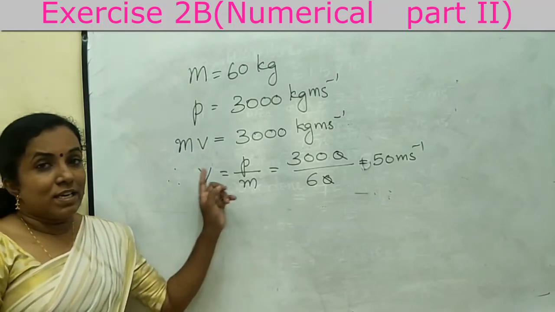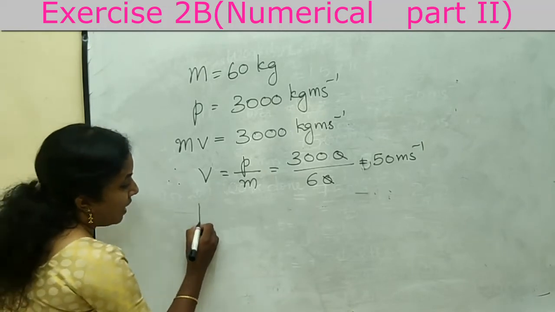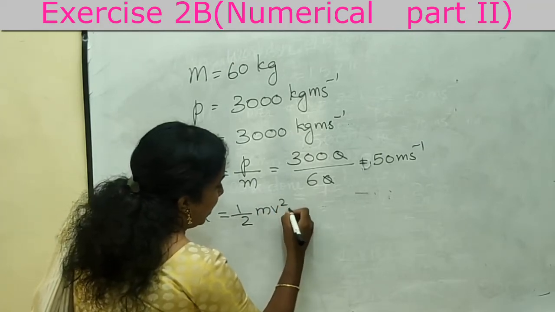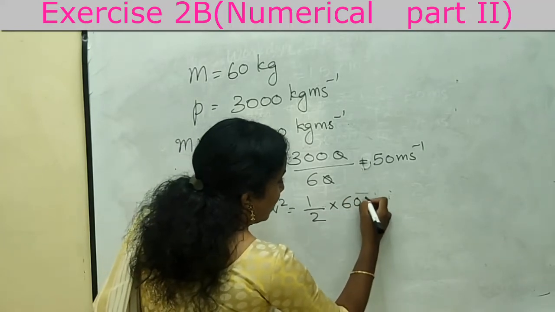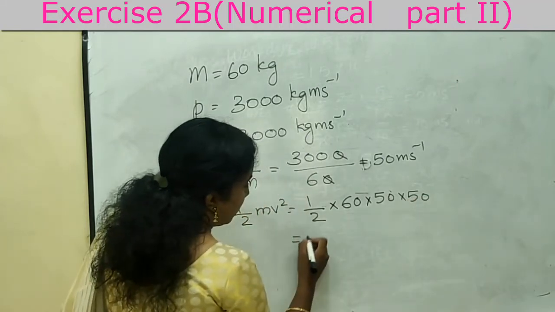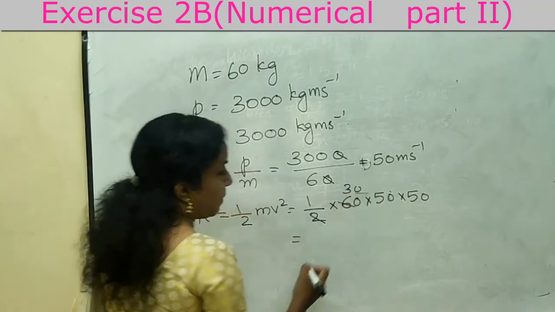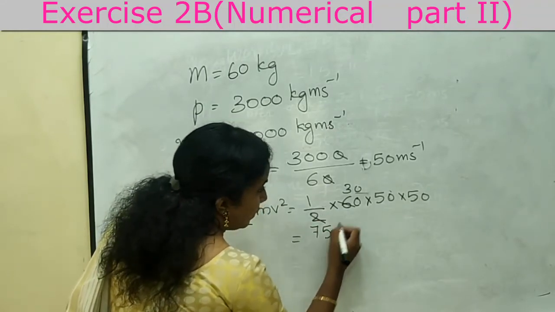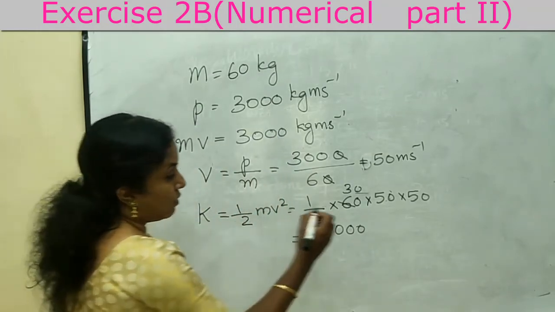Therefore, the velocity of the body is 50 meter per second. Now, kinetic energy K is equal to half mv square, that is half into mass 60 into v square, that is 50 into 50, which is 60 by 2 is 30, 5 5s are 25, 25 into 3 is 75, then 3 zeros, so 75,000 joule.